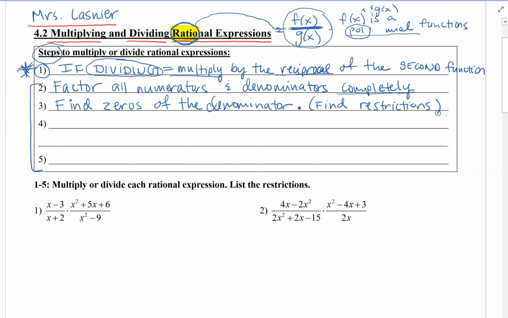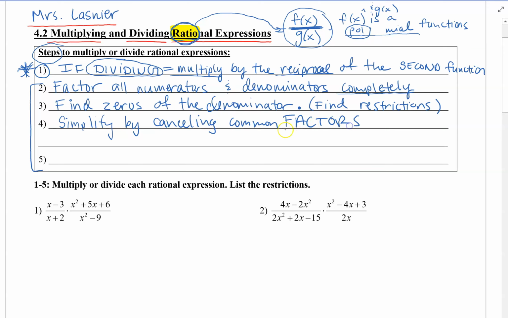So basically we find our restrictions because we have to understand what values of x this can work for and what values of x it can't. Then what we do is we simplify. And this is important, guys. This is the key: by canceling common factors.